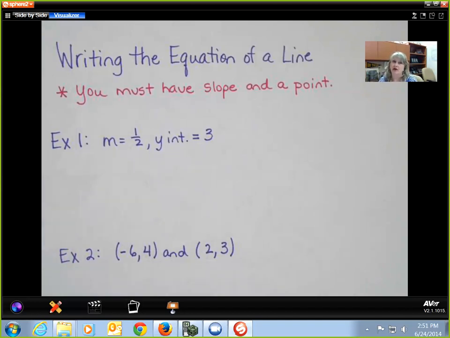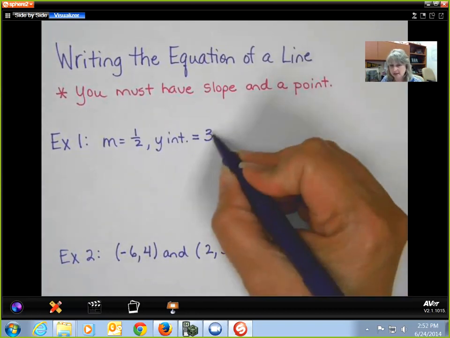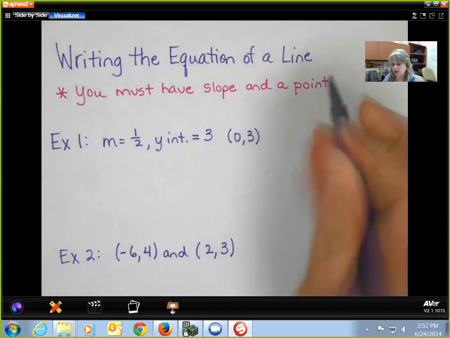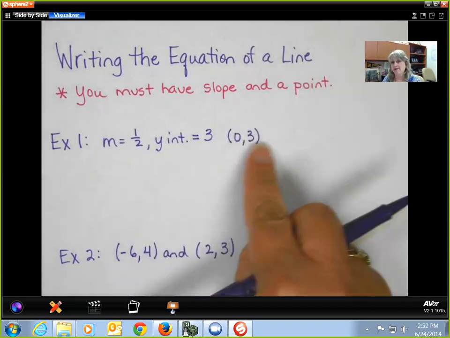Let's say that we are given a slope. Remember, m represents our slope. Our slope is 1/2, and our y-intercept is 3. Now, a lot of times, instead of saying y-intercept is 3, sometimes they'll write this as an ordered pair (0, 3). So notice that you do have slope and you do have a point.